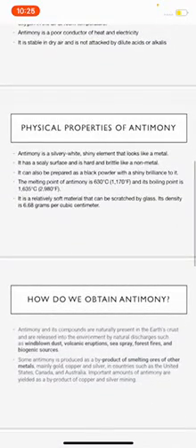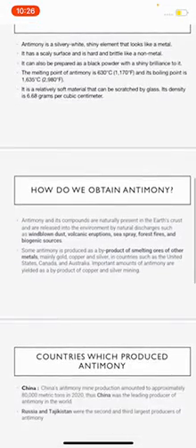So now we discuss how do we obtain antimony. Antimony and its compounds actually are naturally present in Earth's crust and are released into the environment by natural discharges, such as wind-blown dust, volcanic eruptions, sea spray, forest fires, and biogenic sources. Some antimony is produced as a byproduct of smelting ores of other metals, mainly gold, copper, and silver. In countries such as the United States, Canada, and Australia, important amounts of antimony are yielded as a byproduct of copper and silver mining. That's how we obtain it.